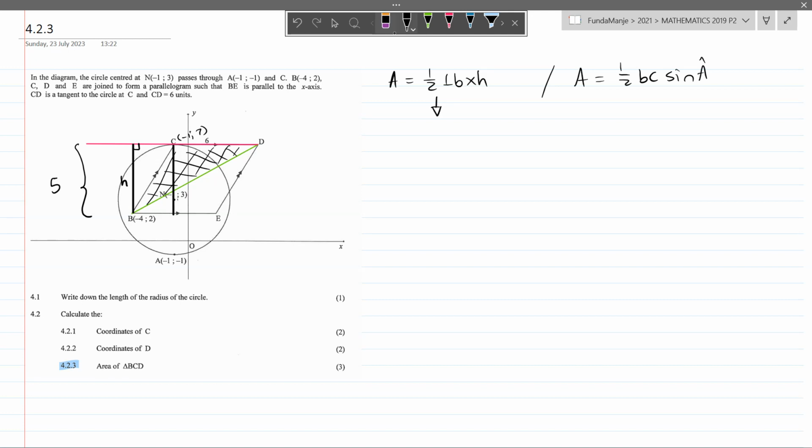So our base is 6 and our height is 5. So this will give us a half times our base, which is 6, times our height, which is 5. This gives us a total of 15. So that will be 15 units squared.